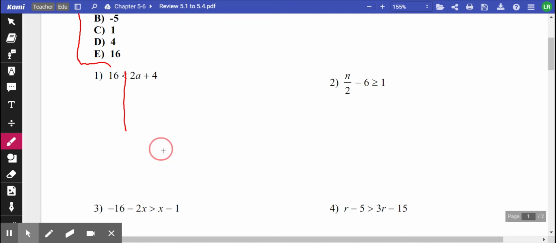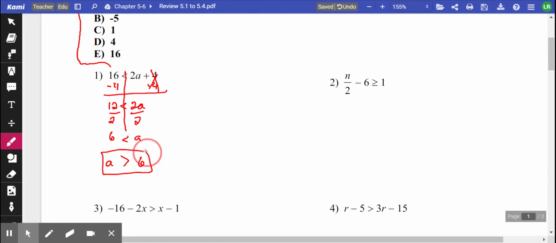So this first one, variables on the right, so I'm going to go -4 on both sides. It's going to end up being 12 is less than 2a. Finish him. Divide by 2, and 6 is less than a. Now, I want to rearrange it so I can sketch a quick graph. We have a greater than 6. Okay, eating the a. So there's my answer.